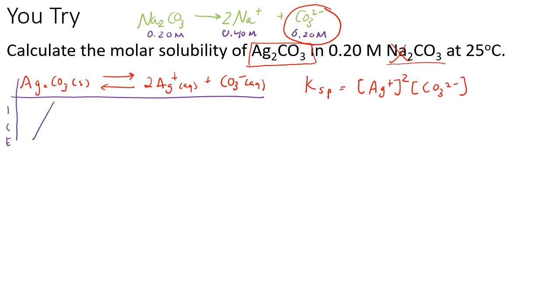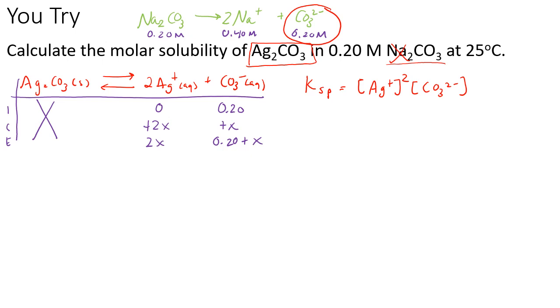And we're going to ignore our solid silver carbonate. Initially, we have no ions of silver. And our carbonate, we said, was going to be 0.2 molar initially from the common ion. When we form some more silver and some more carbonate, they're going to form by plus 2x for the silver and plus x for the carbonate. So the equilibrium line for silver will just be 2x, and for carbonate, it'll be 0.2 plus x.